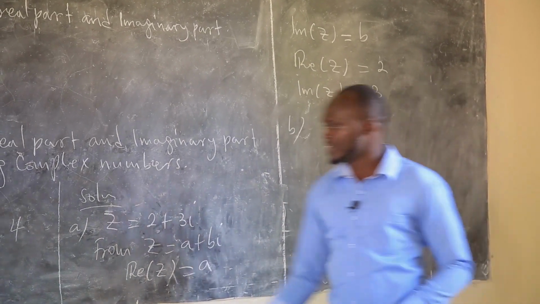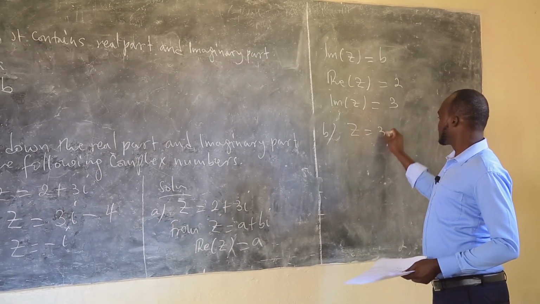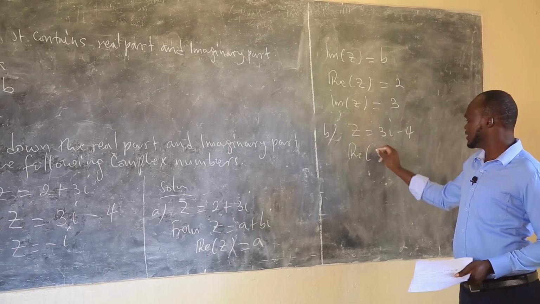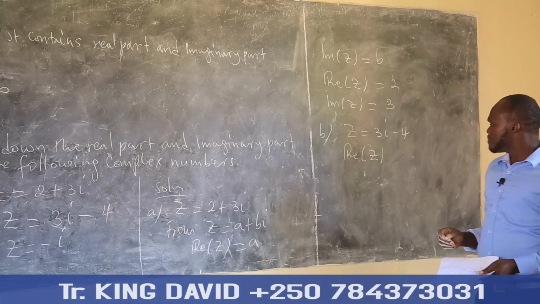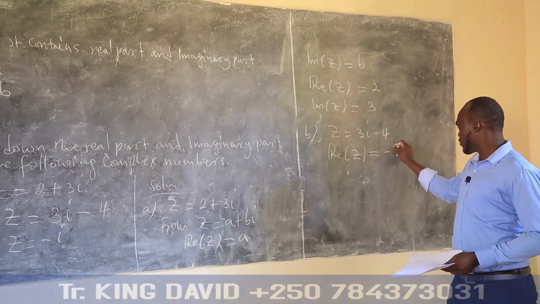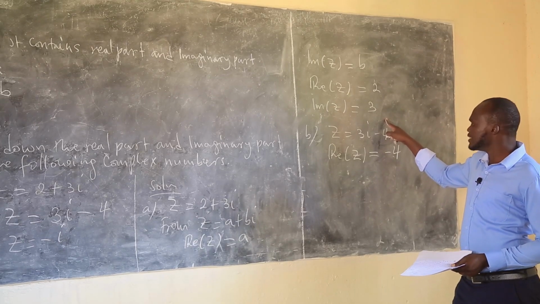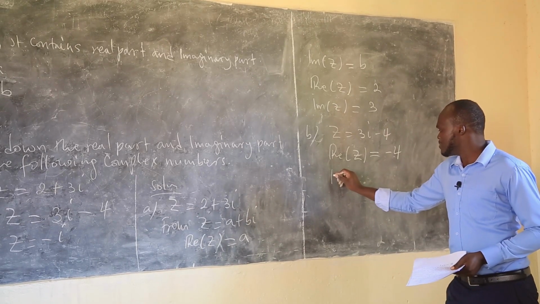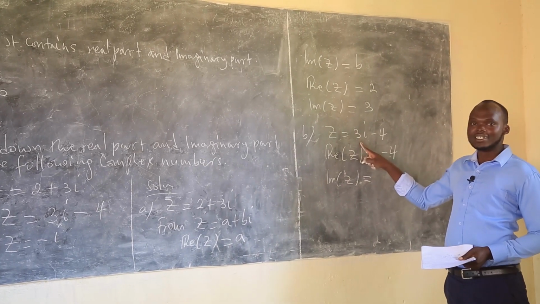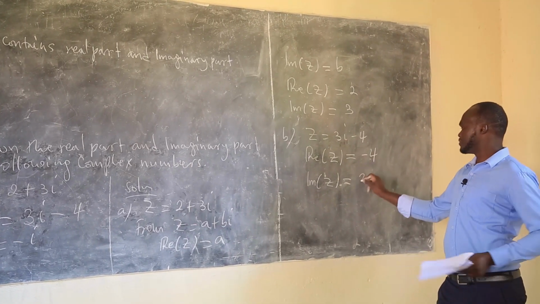B, we have our B here. z equal to 3i minus 4. So now, what will be the real part of z? The real part of z is negative 4, because this is the part that does not contain i. What is the imaginary part of that z? The imaginary part of this z is 3, because 3 is the coefficient of i.